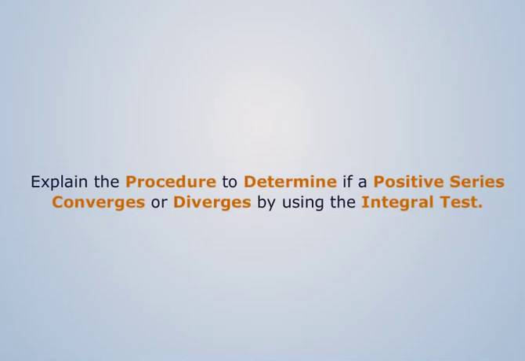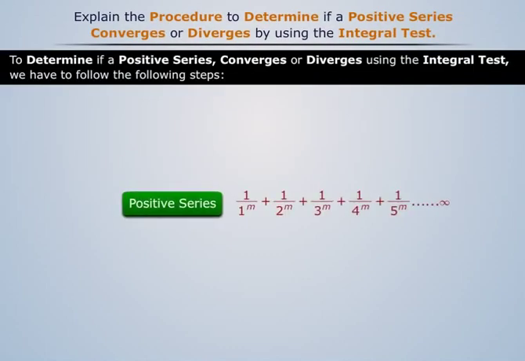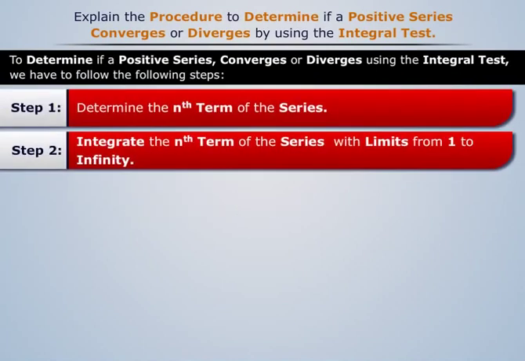Explain the procedure to determine if a positive series converges or diverges by using the integral test. To determine if a positive series converges or diverges using the integral test, we have to follow the following steps. Let's understand these steps with the help of an example. Consider a positive series.